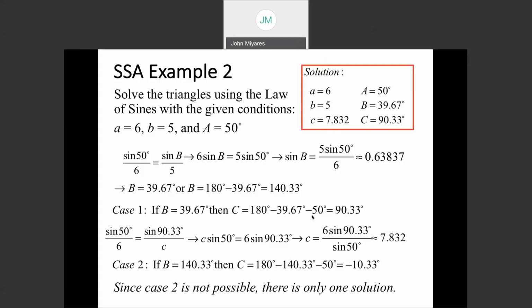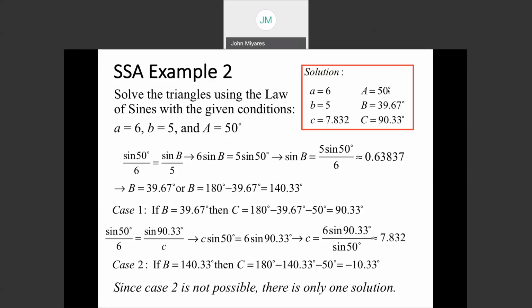Now, one other thing we can do is check for reasonableness. One thing we discussed earlier was the idea that the bigger the angle is, the bigger the side is that is across from that angle. In this triangle, we see that side B is smaller than side A, which means that angle B has to be smaller than angle A. So it's not possible for angle B to be an obtuse angle in this case.